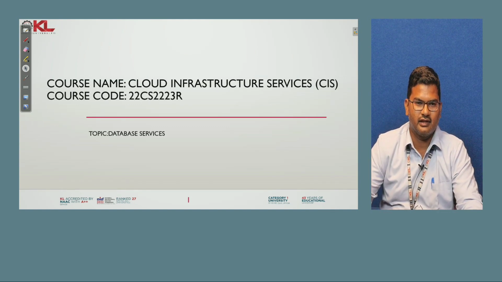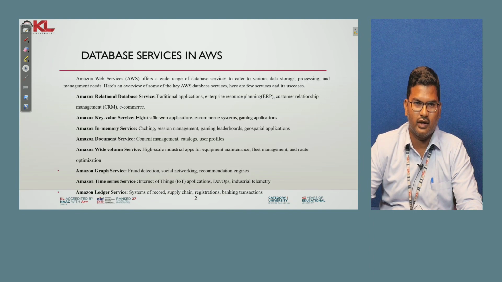Today we are discussing different AWS database services offered by Amazon Web Services. As you can see, there are a number of database services available in Amazon Web Services: Amazon Relational Database Services, Key Value Services, In-Memory Services, Document Services, Wide Column Services, Graph Services, Time Series Services, and Ledger Services.